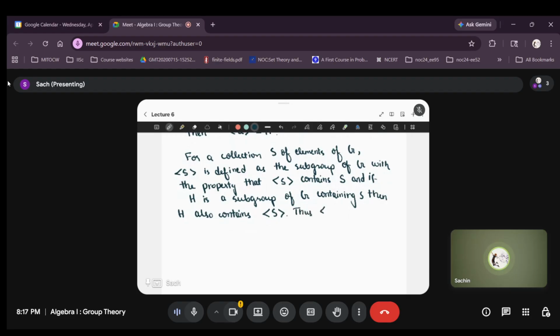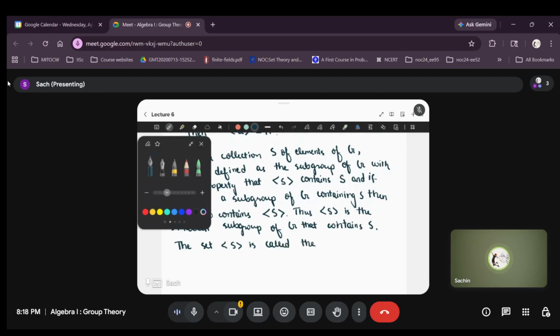So by that definition, the subgroup generated by S is the smallest subgroup of G that contains all the elements of S. And we call this set the subgroup generated by S.